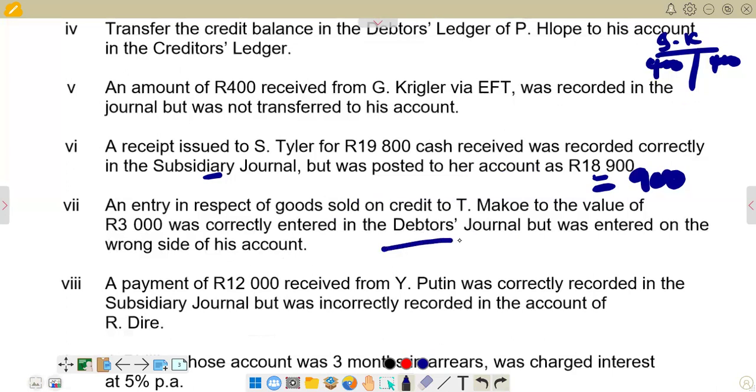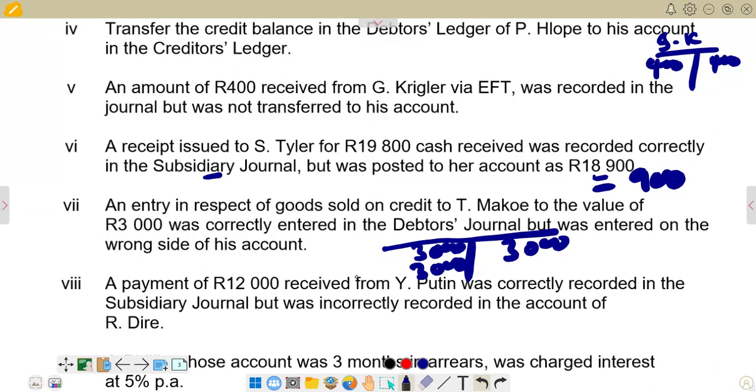We are saying this is our account. So remember, this amount was an entry in respect of who sold on credit to Timako. It was supposed to be debited, but it was credited on the wrong side. So to remove it, we are supposed to first enter the 3,000 so that we remove what is on the wrong side. Then we enter again the correct amount. So 2 entries are going to be made there, 3,000 plus 3,000, which is 6,000.